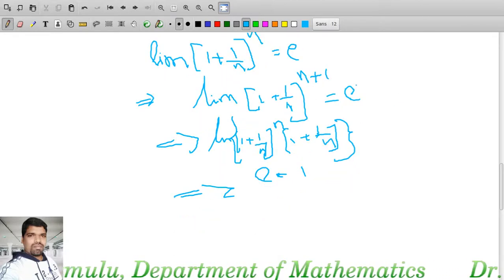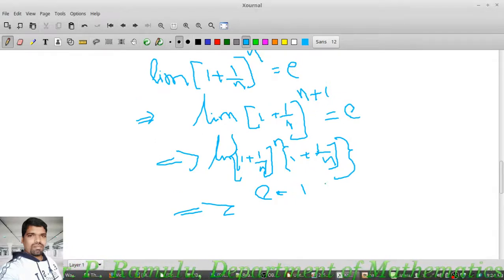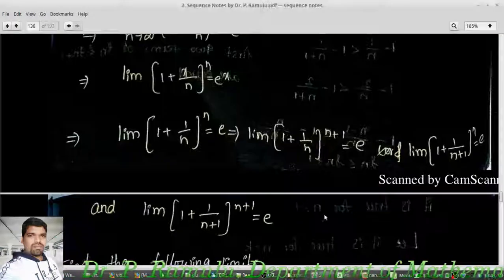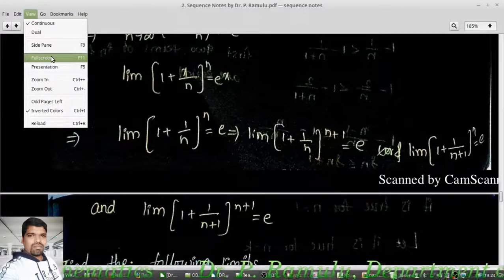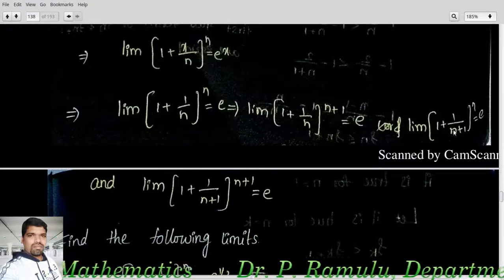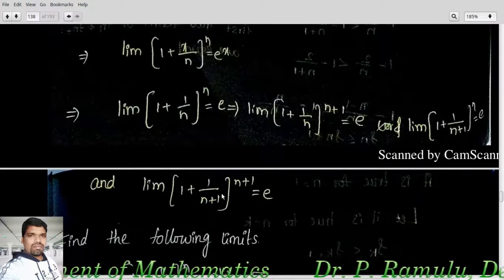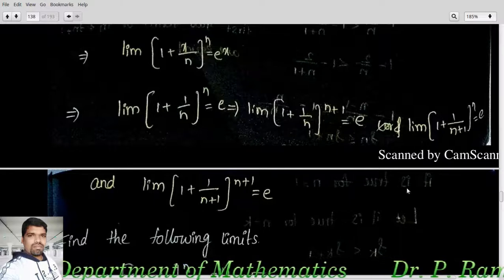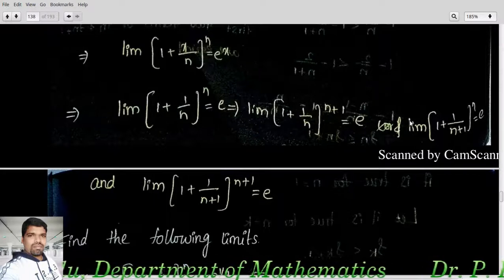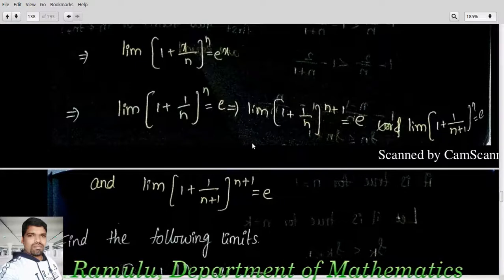Similarly, limit of 1 plus 1 by n plus 1, both are the same. That's why limit of (1 plus 1 by n plus 1) whole power n equals e. And you can say that limit of (1 plus 1 by n plus 1) whole power n equals e. So if you write anything, both will be the same; you can use the same trick, right. Okay, so this thing you have to remember.